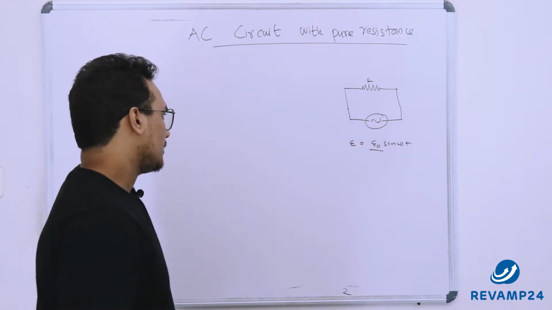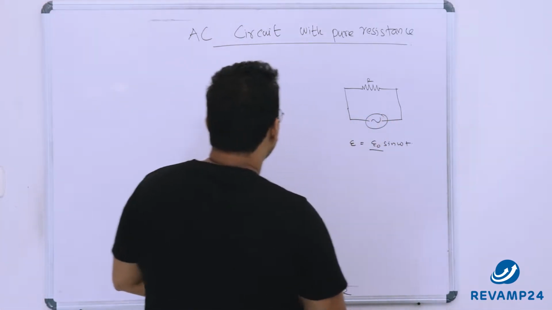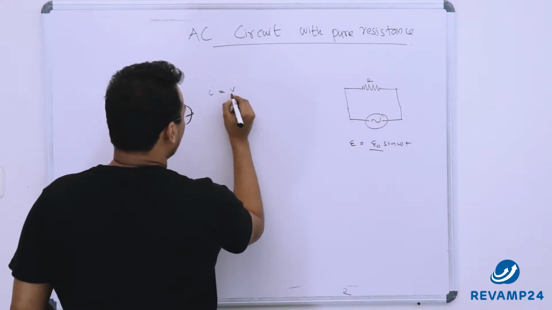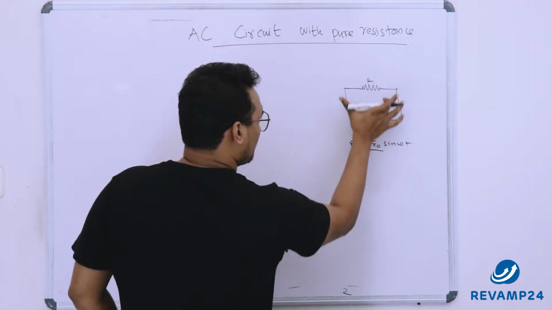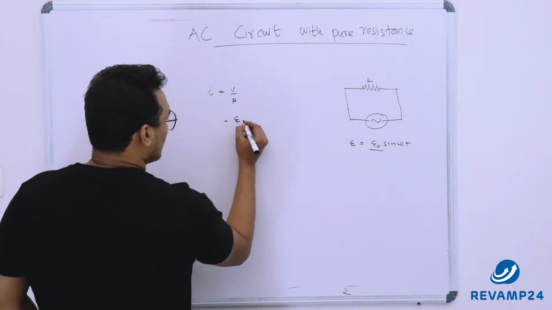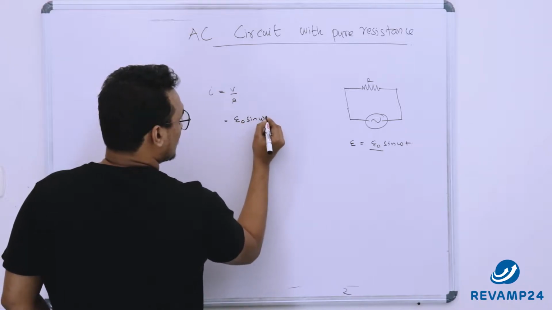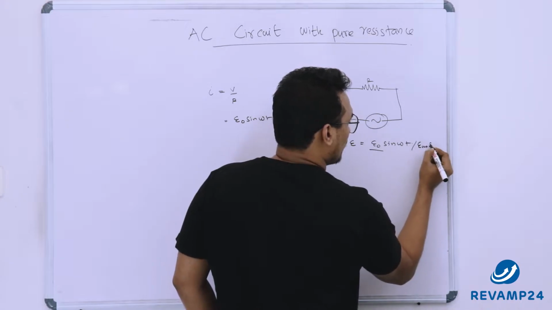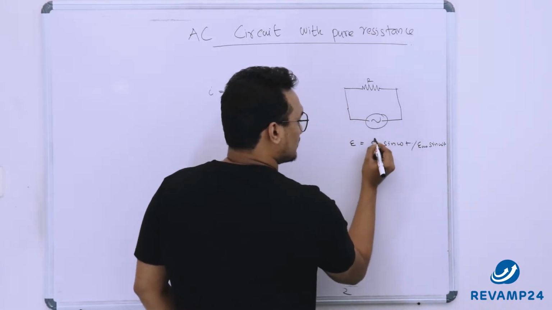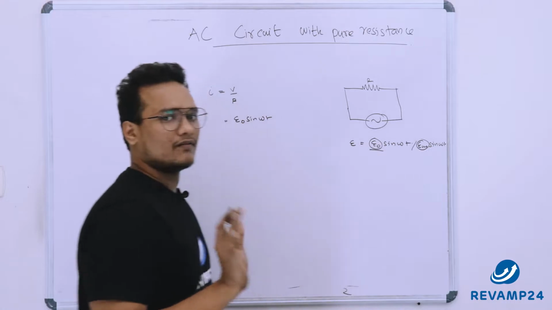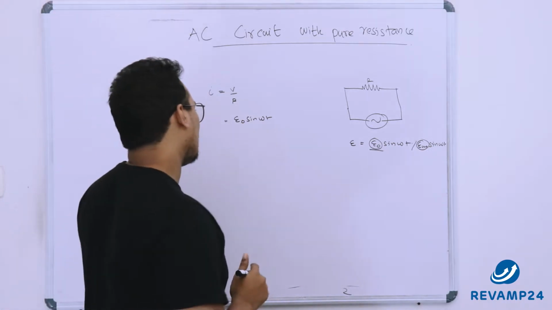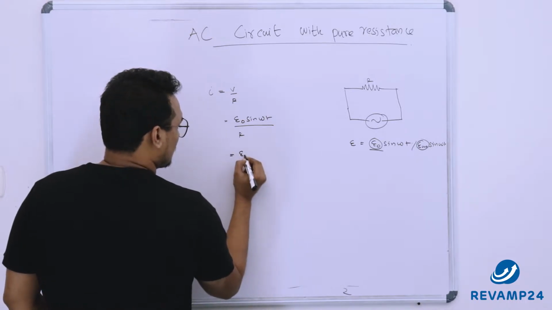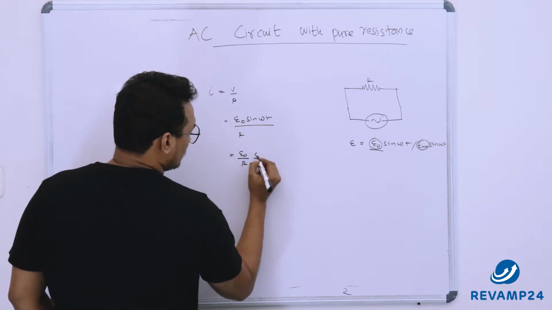Now, as per Ohm's law, we know the equation to get the value of current. I is equal to V by R. Here, the applied potential difference is equal to E0 sin omega t. E0 sin omega t can also be written as Em sin omega t. Both E0 and Em represent the maximum value of EMF. So E0 sin omega t divided by R gives a new value, E0 by R into sin omega t.